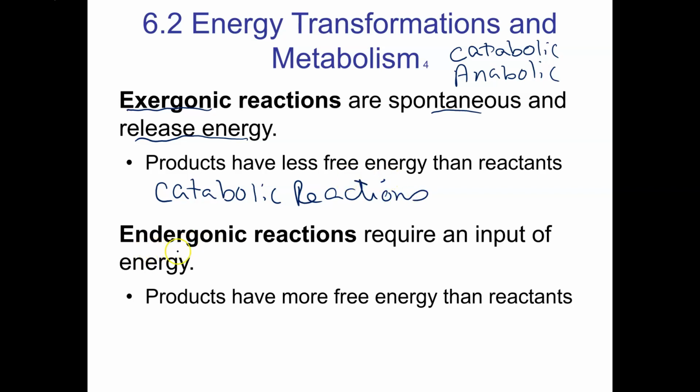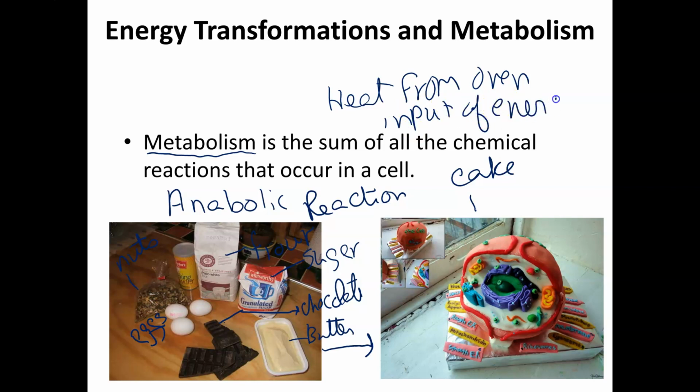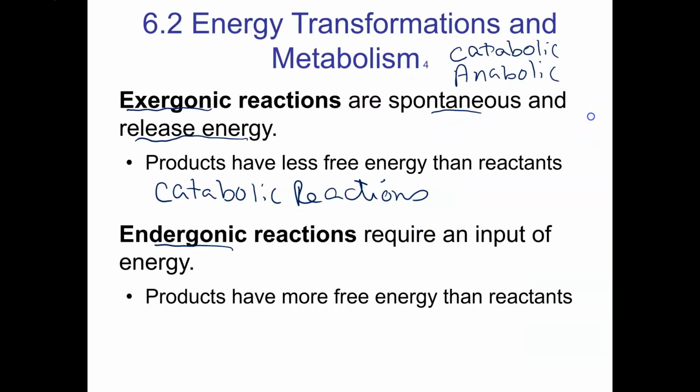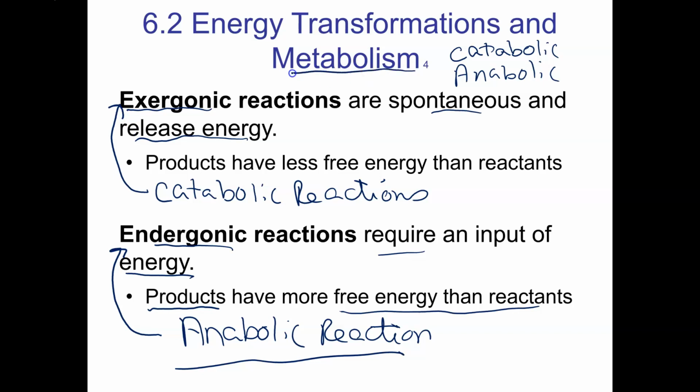And then we have endergonic reactions. Endergonic reactions require an input of energy. I'm going to go back two slides. Right here, we had an input of energy, in the form of heat from the oven. And that means that the product has more energy than the reactants. So this requires an input of energy. This is an anabolic reaction. Okay, so anabolic reactions are endergonic reactions. Catabolic reactions are exergonic reactions. All of these are metabolic reactions.